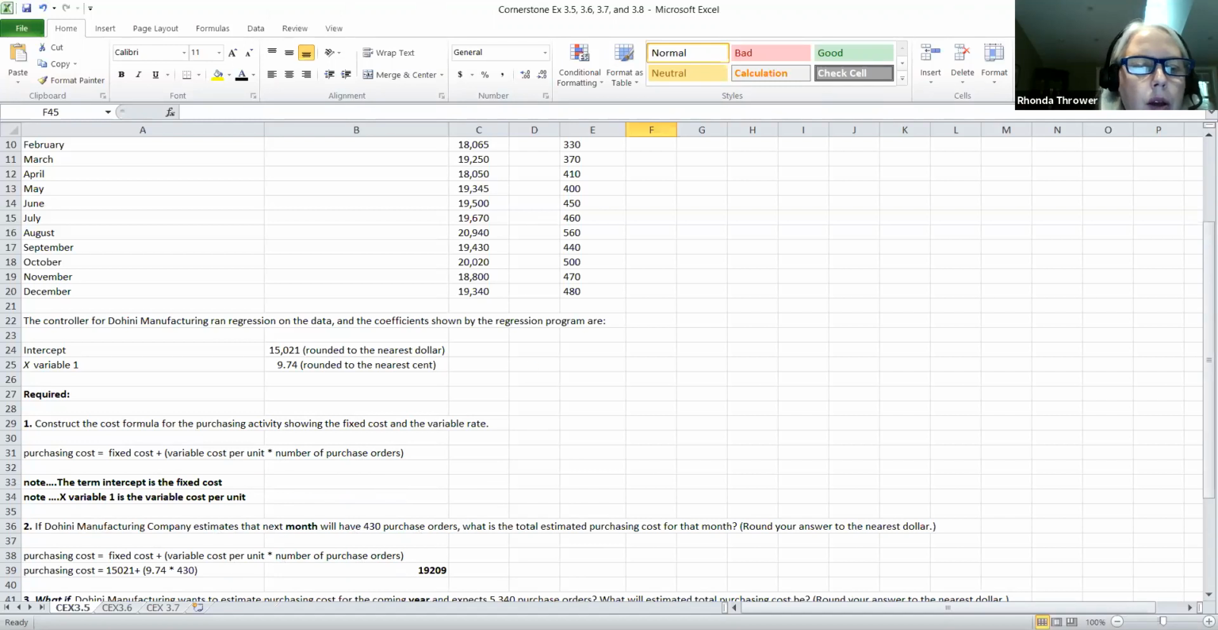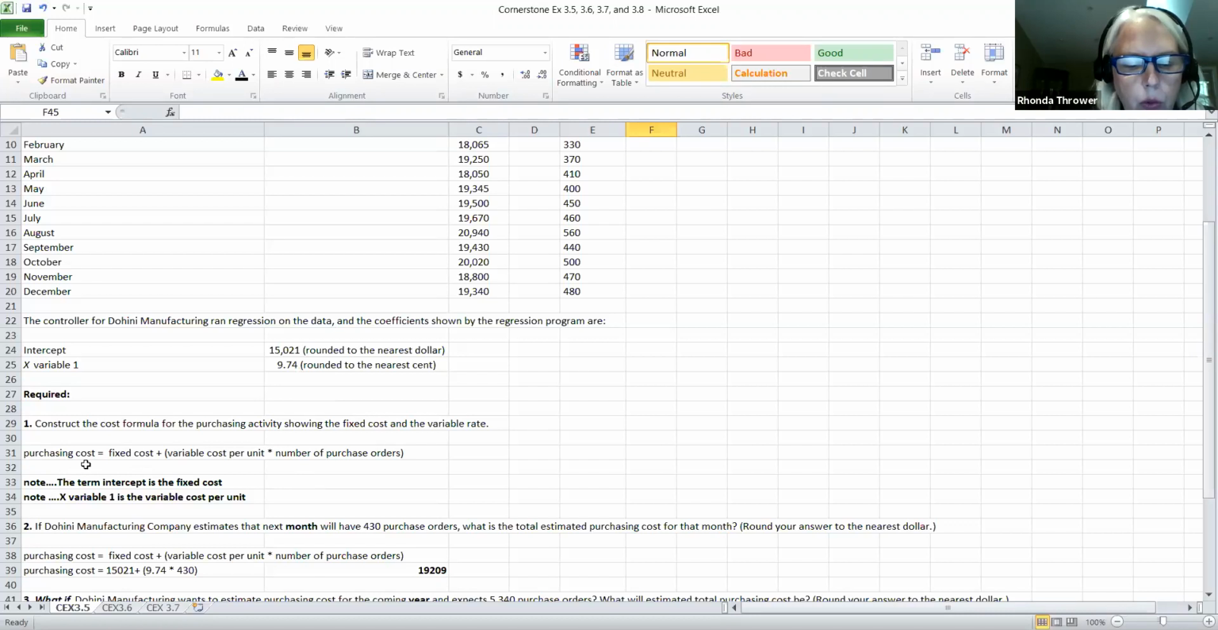So I have noted for you that the term intercept here just means fixed cost, and the X variable 1 is the variable cost per unit. So again, this is your fixed cost and this is your variable cost per unit. In part 1, they didn't ask you to put any numbers with that in Cengage, but they just wanted you to write a formula. So this is the cost formula.